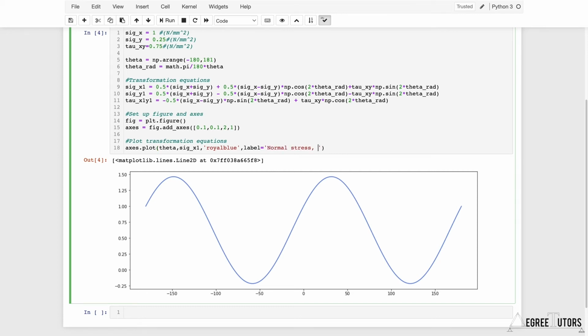And I think I can get a little bit of LaTeX in here. So I'm going to say sigma underscore x. That should give me a sigma x. Okay, so that should be enough for that.